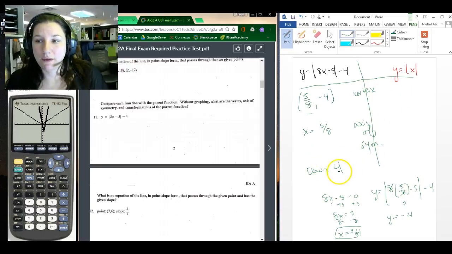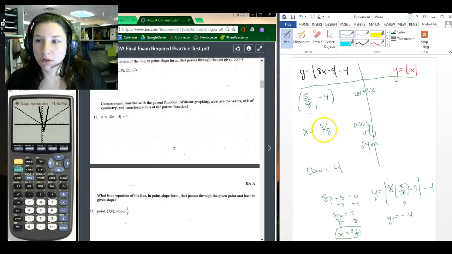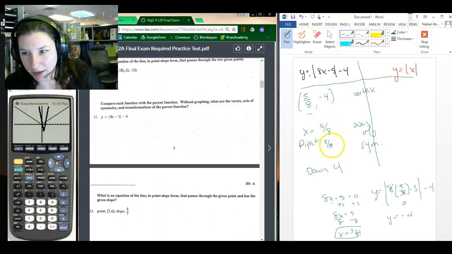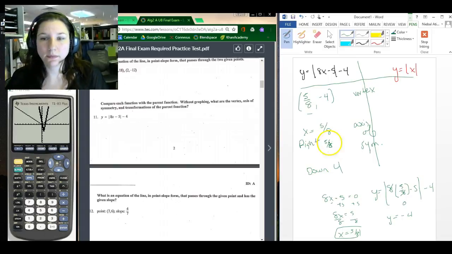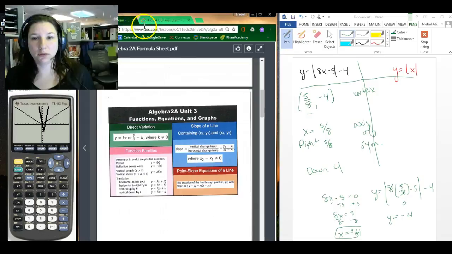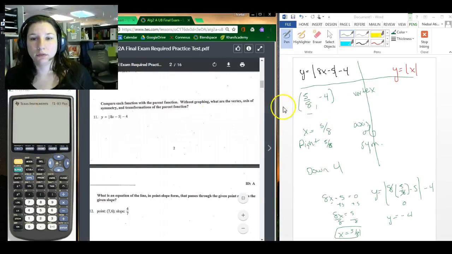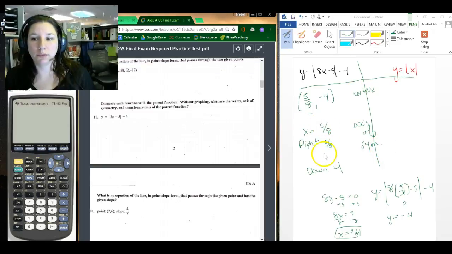And we've moved the graph down 4, and it's gone to the right 5 over 8, 5/8 of a unit. Right, so a couple different ways to do that. You can use your formula sheet to know the translations. You can graph it, or do a little bit of the algebra here to figure out what your vertex, your axis of symmetry are going to be.